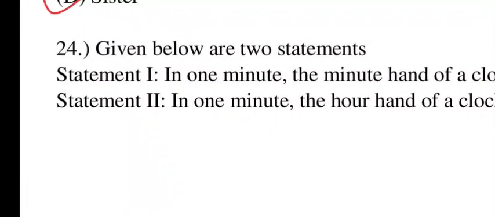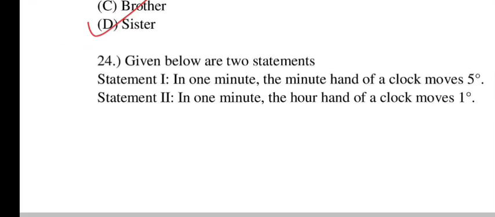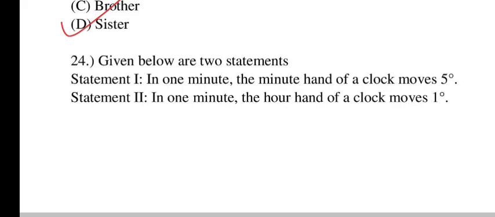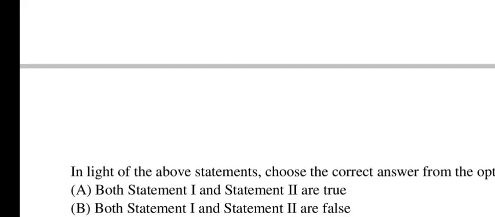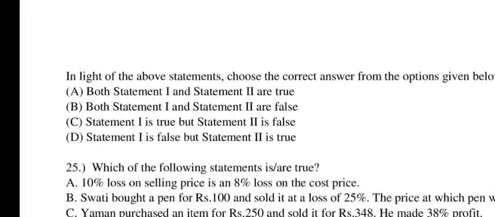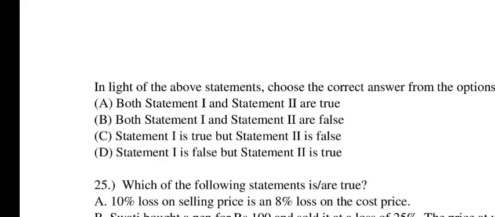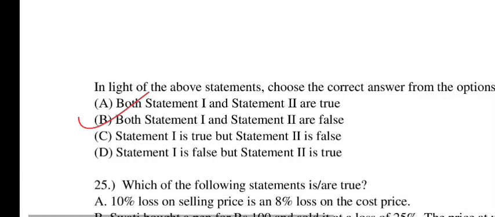Question 24 says, given below are two statements. Statement 1 says, in 1 minute the minute hand of a clock moves 5 degrees. Statement 2 says, in 1 minute the hour hand of a clock moves 1 degree. In light of the above statements, choose the correct answer from the options given below. A, B, C, D: both statements 1 and 2 are true; both 1 and 2 are false; 1 is true, 2 is false; 1 is false, 2 is true. Question 24, the correct option will be B, that is both are false.